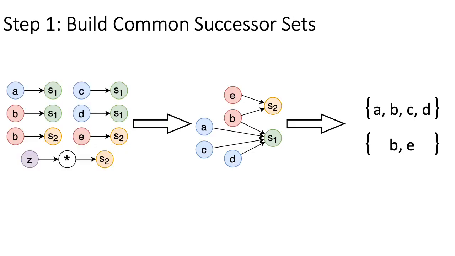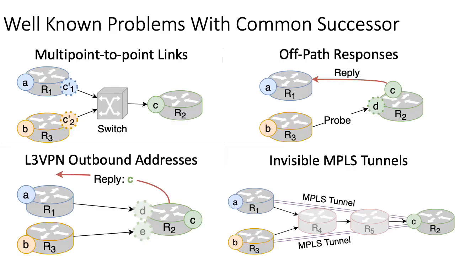So the first step is to build these sets of candidate aliases. I take the traceroutes, turn them into an interface graph, and then build the sets of common successors. Obviously, there are well-known problems with this inbound assumption, which is why I don't use it by itself as alias resolution. For example, this isn't going to be true for multipoint-to-point links such as IXPs.